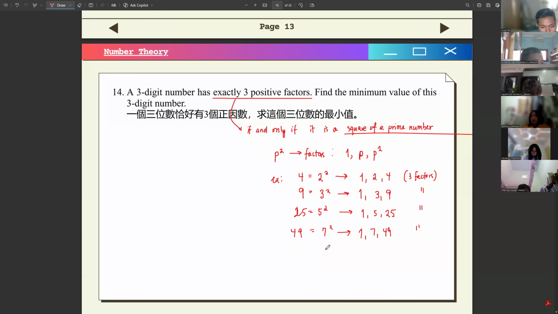And when you go to the next, 11 squared, take note, this is already our answer. Because the question asks for the minimum value of a 3-digit number that has exactly 3 positive factors. So this is already our answer, 121. This is the minimum 3-digit number.